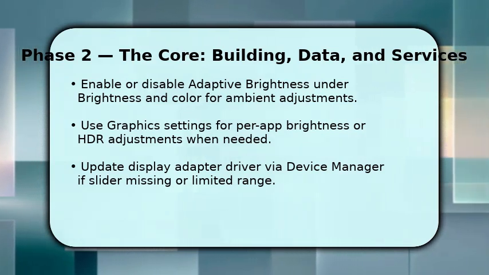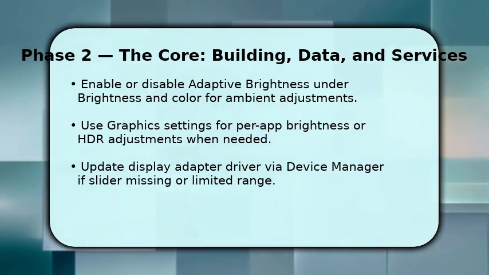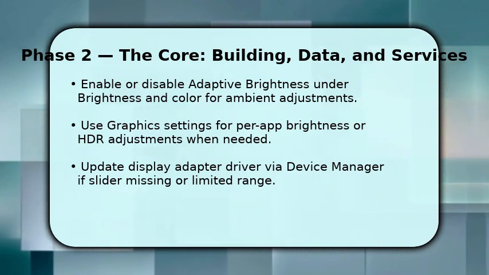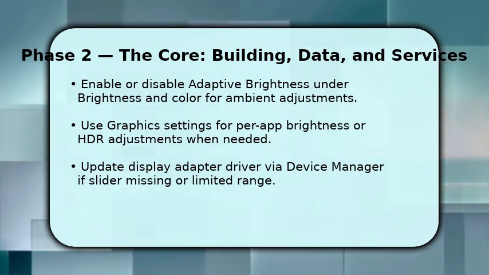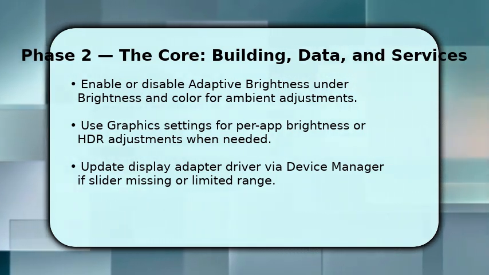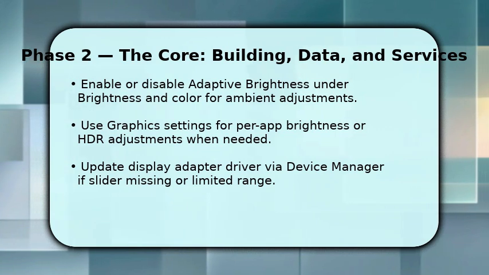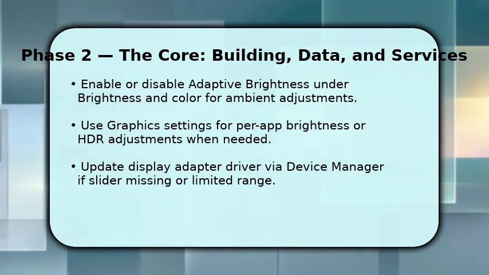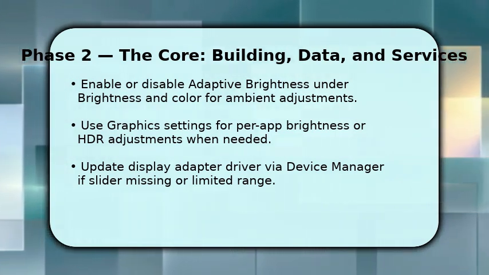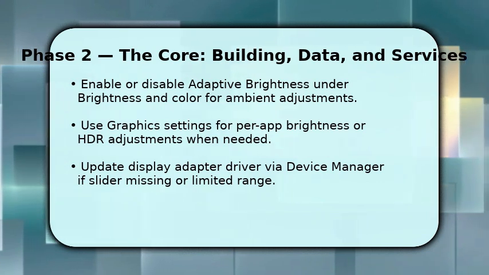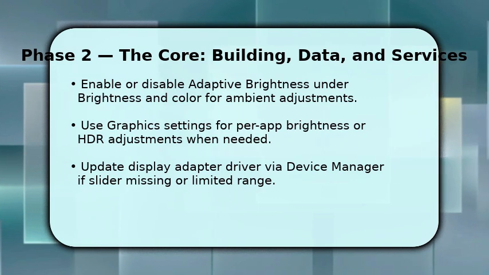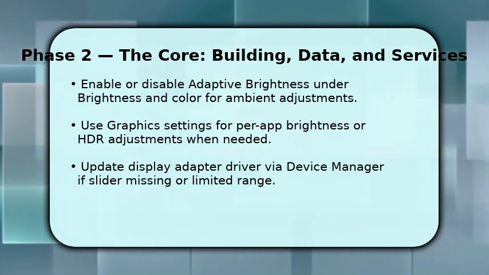Enable adaptive brightness to let sensors alter levels automatically. This saves battery and cuts glare, but it can overshoot, so test it. For specific apps, open graphics settings in Display to set performance or brightness scaling, useful for HDR video or games. If the slider is missing, update the display adapter driver in Device Manager.